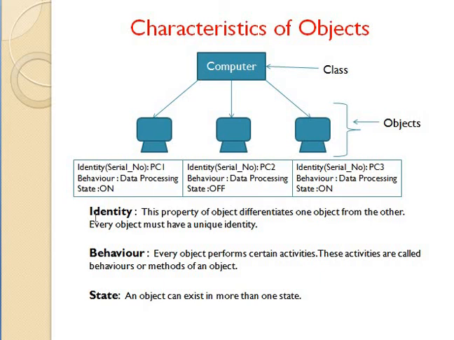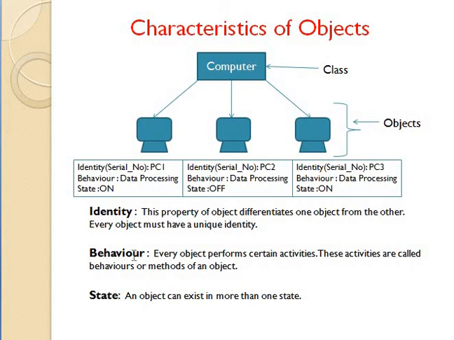The first one is the identity. This property of an object differentiates one object from the other. Every object must have a unique identity. For example, in the above figure, every computer has a unique serial number, and this serial number becomes the identity of an object that differentiates it from other objects of the same class.